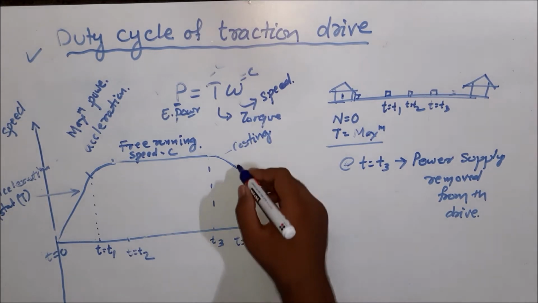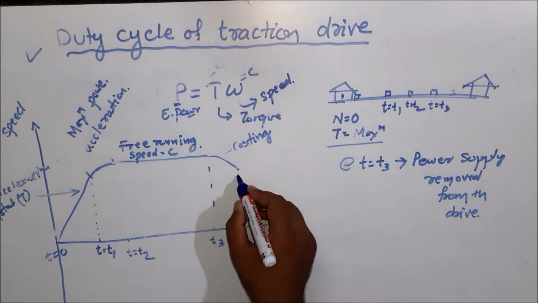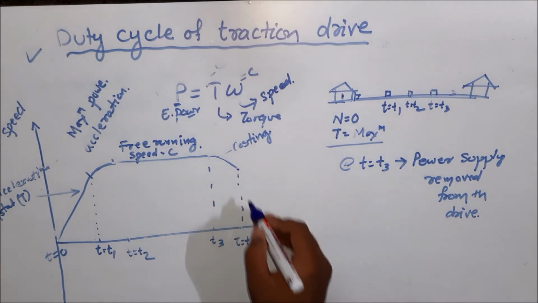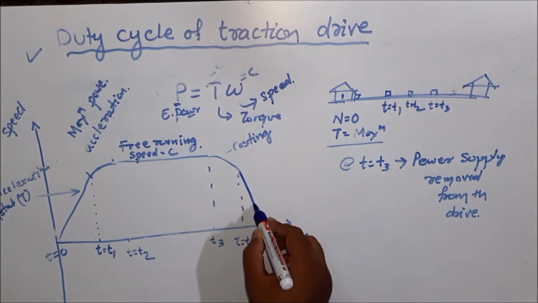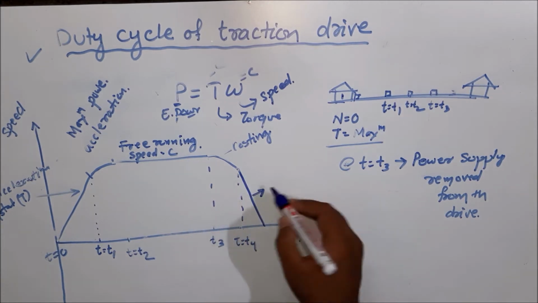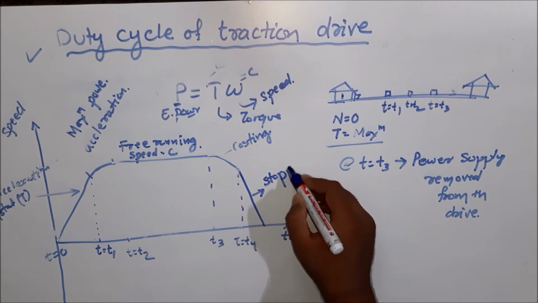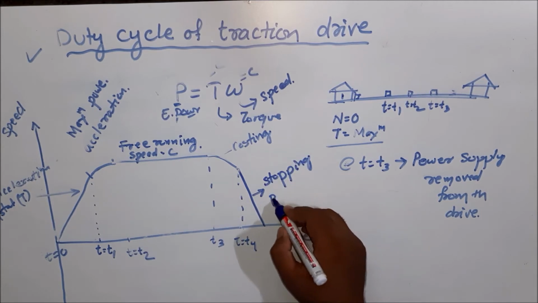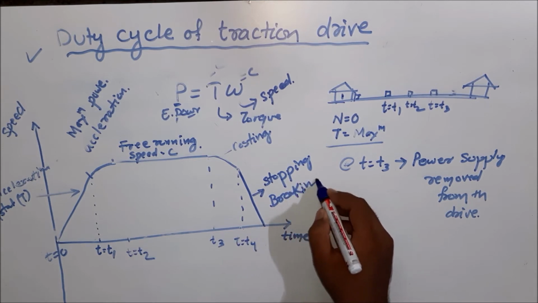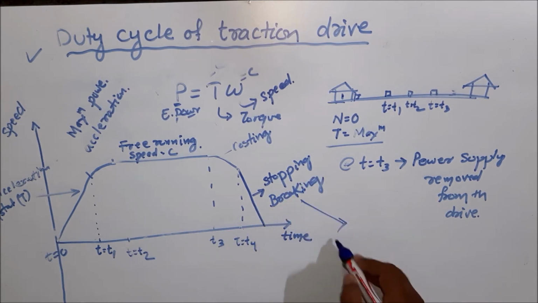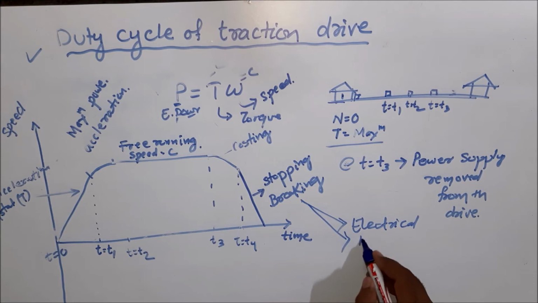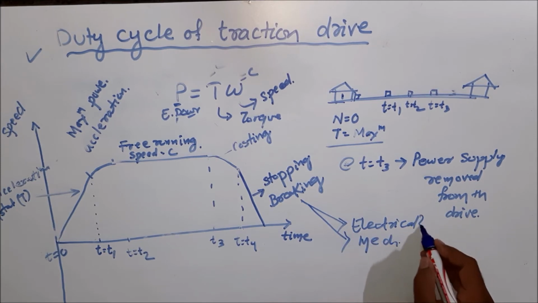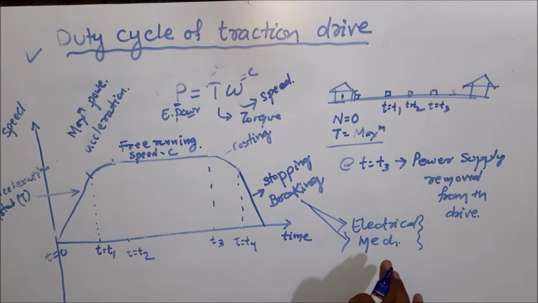With respect to the speed, the loco pilot applies the mechanical brake here at t equal to t4. After applying the mechanical brake, it takes some time to reach the station. That is called stopping or braking. This braking may be electrical braking or mechanical braking, or both electrical and mechanical braking. So when we study braking, we can study the types of braking.